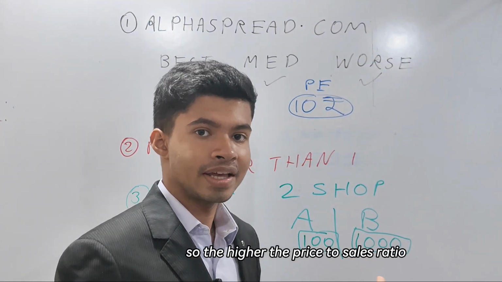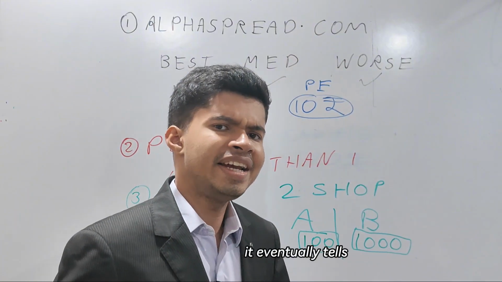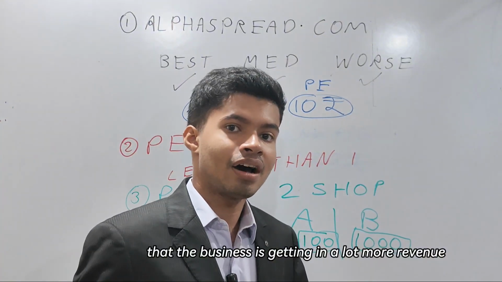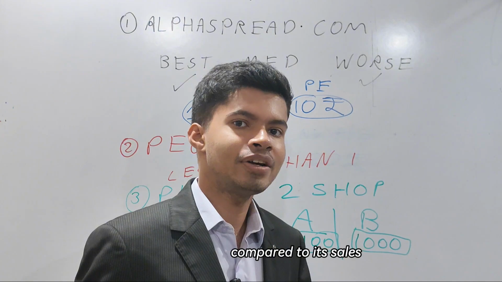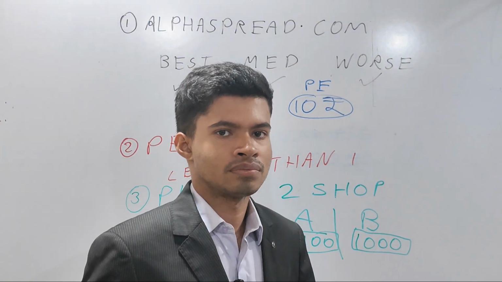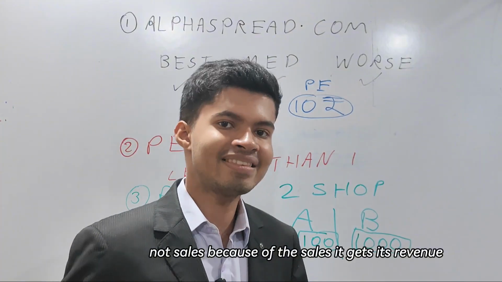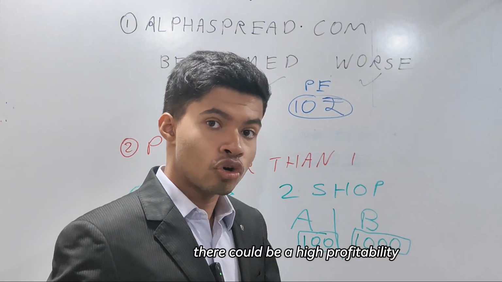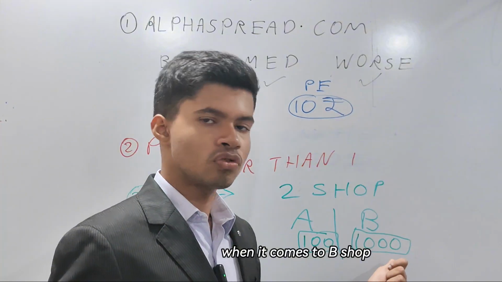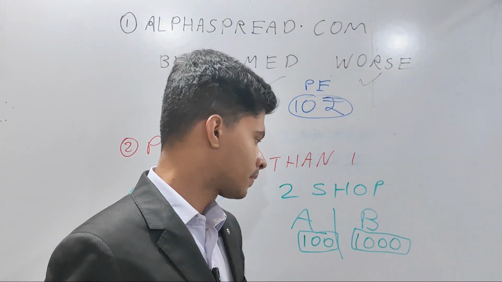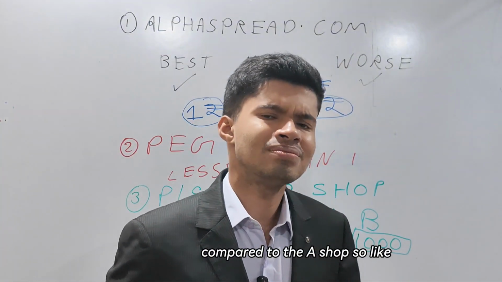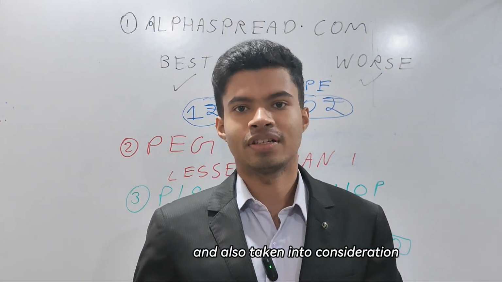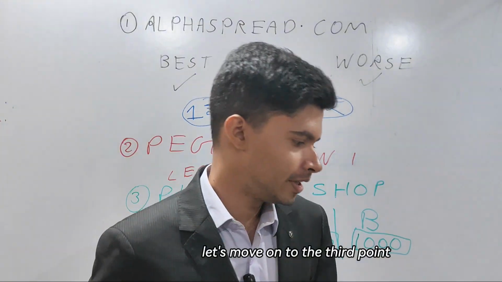So the higher the price to sales ratio, it eventually tells that the business is getting in a lot more revenue compared to its sales. Not sales, because of the sales it gets its revenue. So what does this mean? It means there could be a high profitability when it comes to B shop compared to the A shop. So like these decisions can be seen and also taken into consideration. Let's move on to the third point.